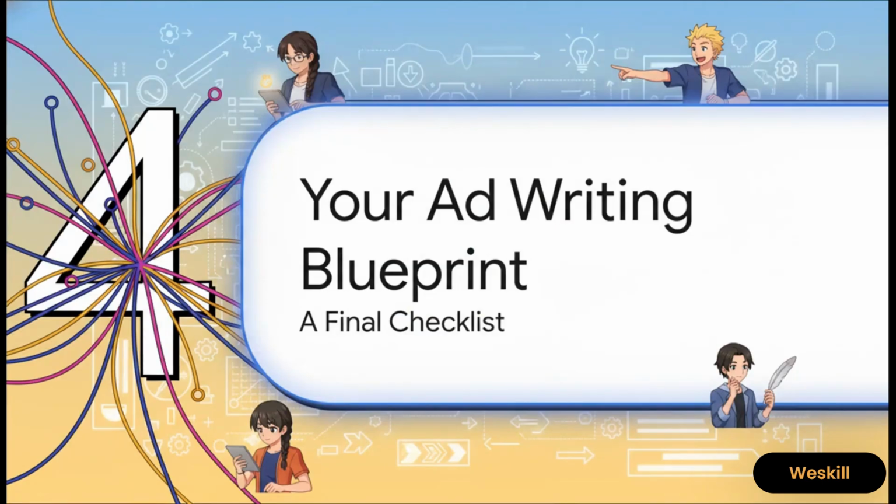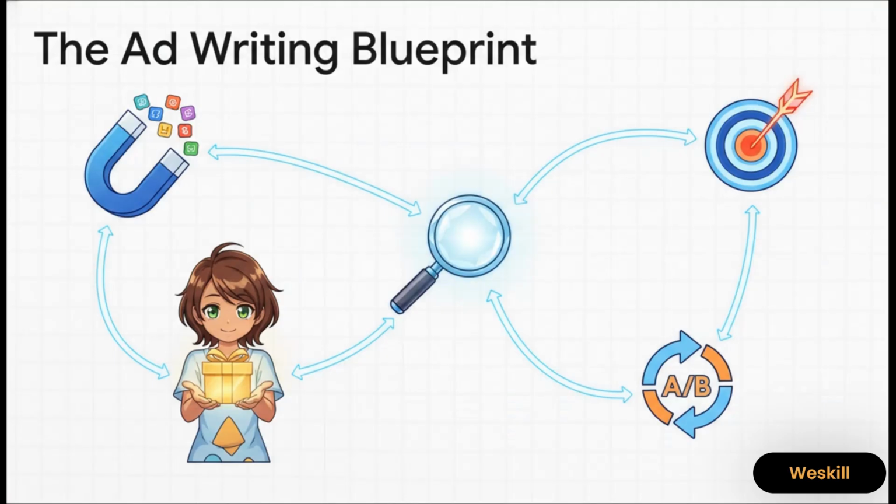Phew, okay, that was a lot of theory. So let's pull all these threads together into a simple, actionable checklist. This is the blueprint you can literally pull up every single time you sit down to write a new ad. And here it is, your 5-step plan. 1, grab their attention with a killer headline. 2, talk about benefits, not just features. 3, be crystal clear and concise. 4, give them one single strong call to action. And 5, test everything. Let the algorithm do the heavy lifting for you.